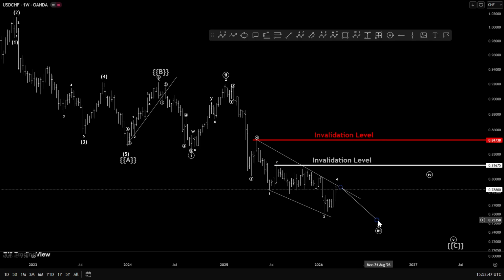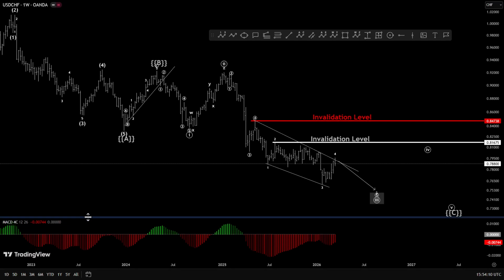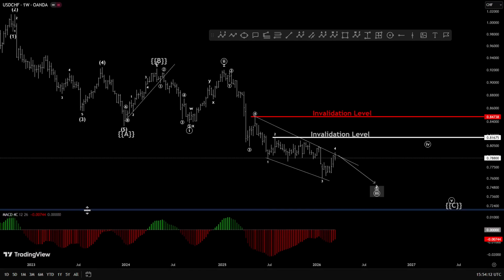And this is just the minimum target. This is just the minimum target we have. Just set it around here. So this is just a minimum target. Another thing we use as confirmation is MACD. We've talked about MACD before with you guys, for you to know.